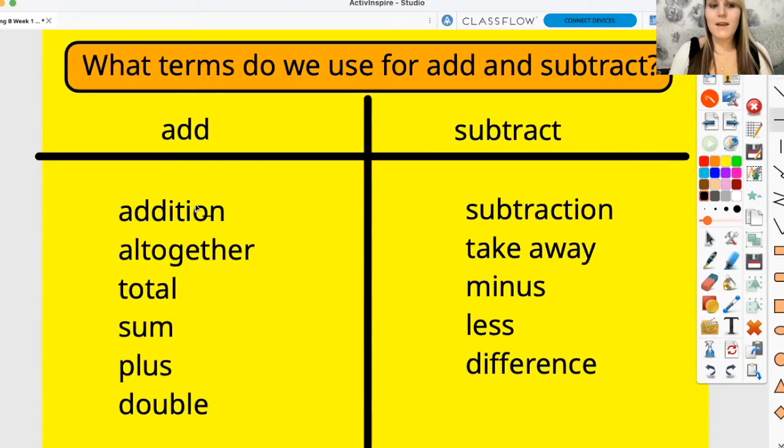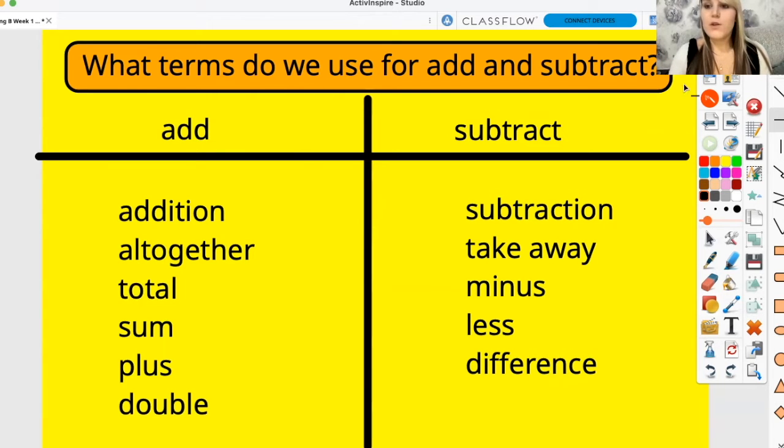So adding can be addition, it can be all together, it can be what is the total of, it can be what is the sum of 7 and 5, it could be plus, it could be double, which is times 2, or add and add again, adding the same number twice. Subtract can be subtraction, take away, minus, less, and what's the difference, okay? And just to put a top tip in there, when we add, we're gaining, our answers are usually bigger. Well done. And when we subtract, we're taking away, so our answers are usually less.